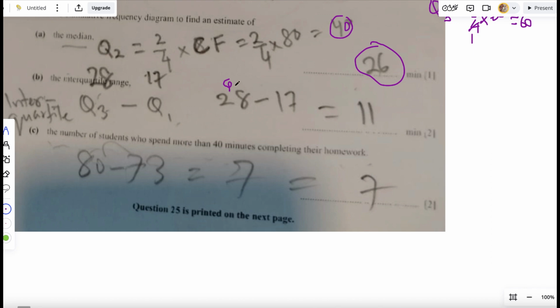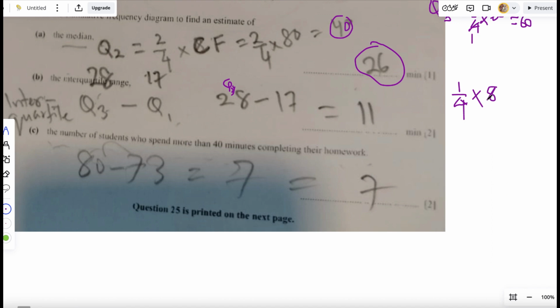Now we go and do Q1, because the interquartile range is the time for Q3 minus the time for Q1. Q1 is 1 over 4 times 80, which is 20.